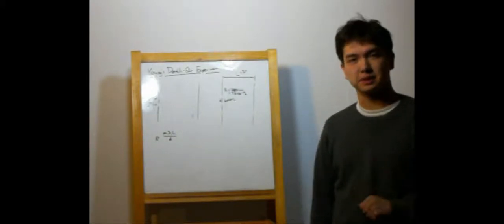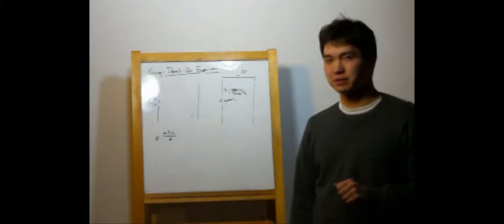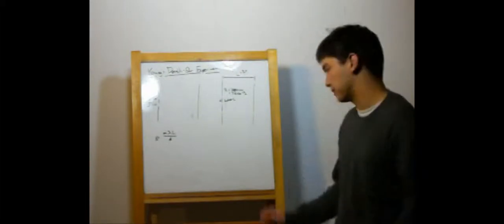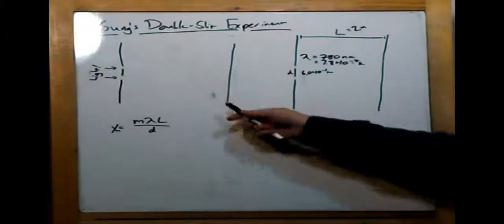Today's topic, Young's double-slit experiment. This is a famous experiment that you're probably going to run across in your textbook. Here's what happened. Young set up a wall and then a barrier.